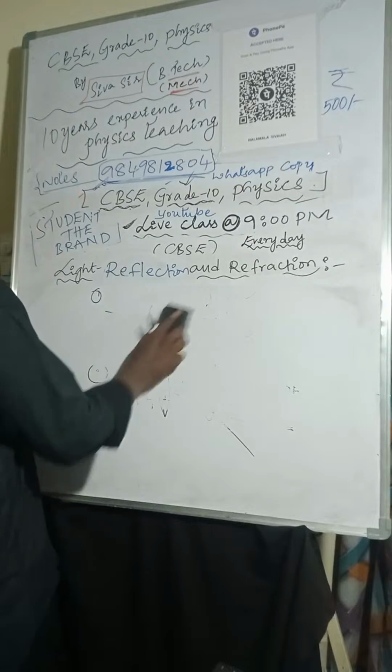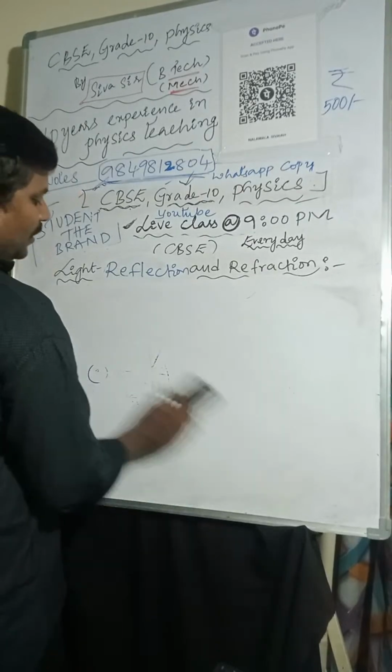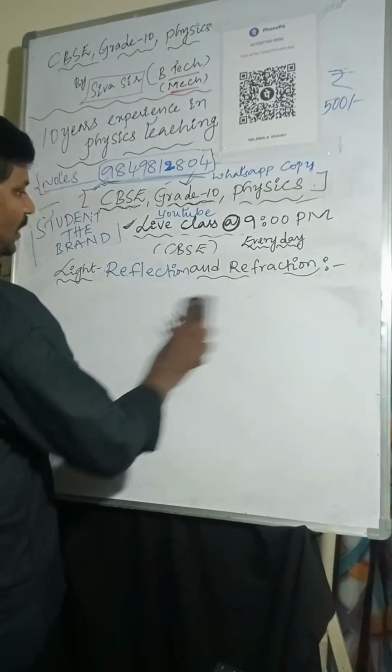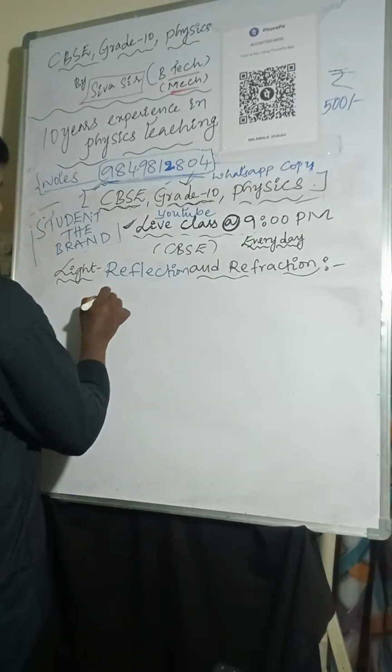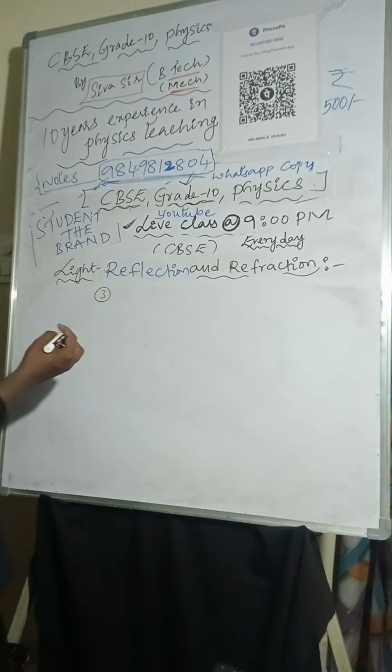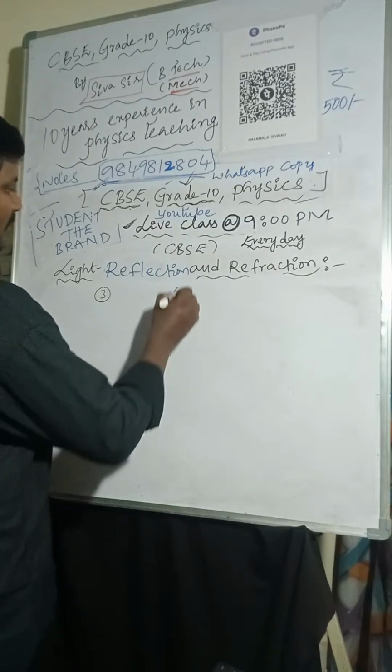Next, the third one I will explain. Third image formation. If I place the object, the third one you are taking, I am considering here this is a convex lens.